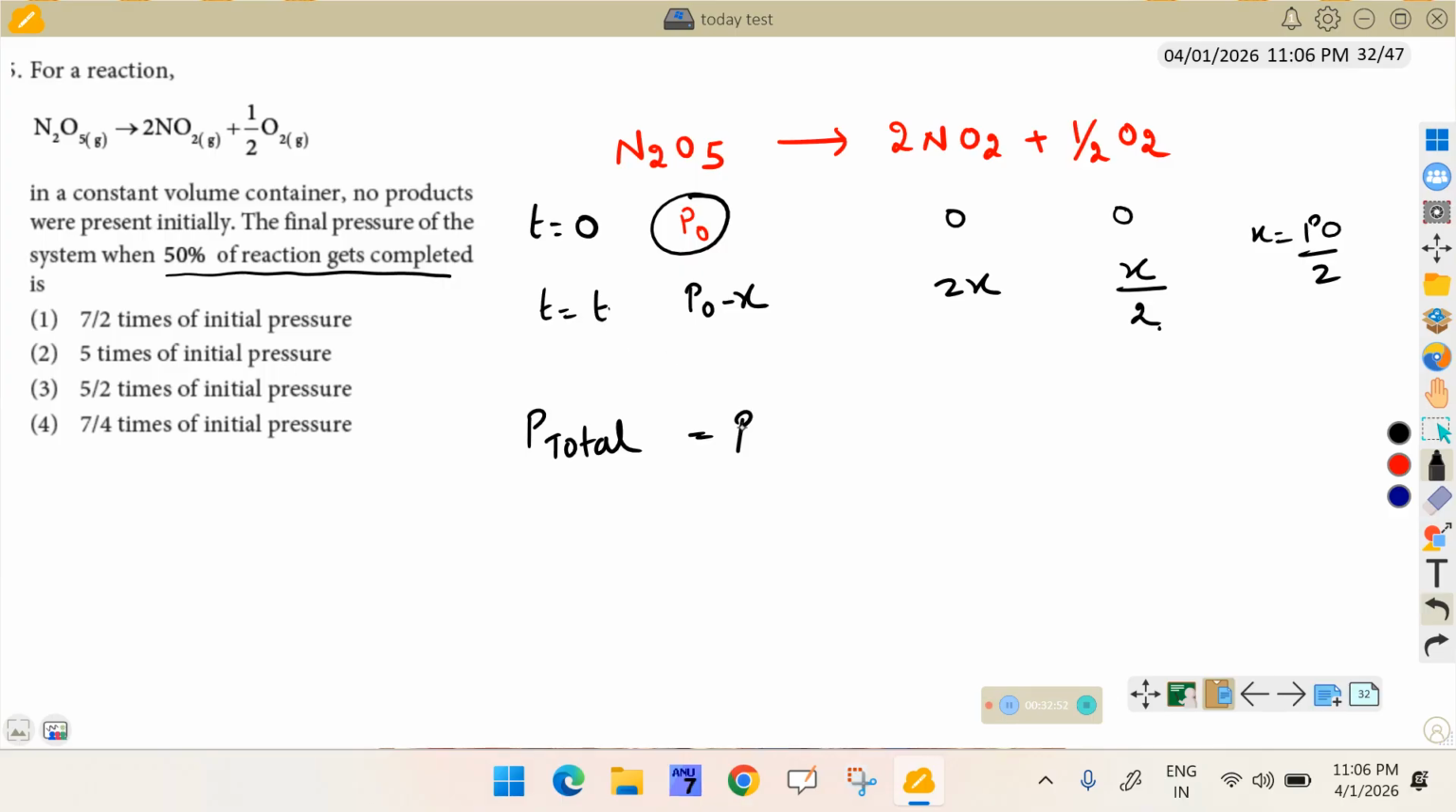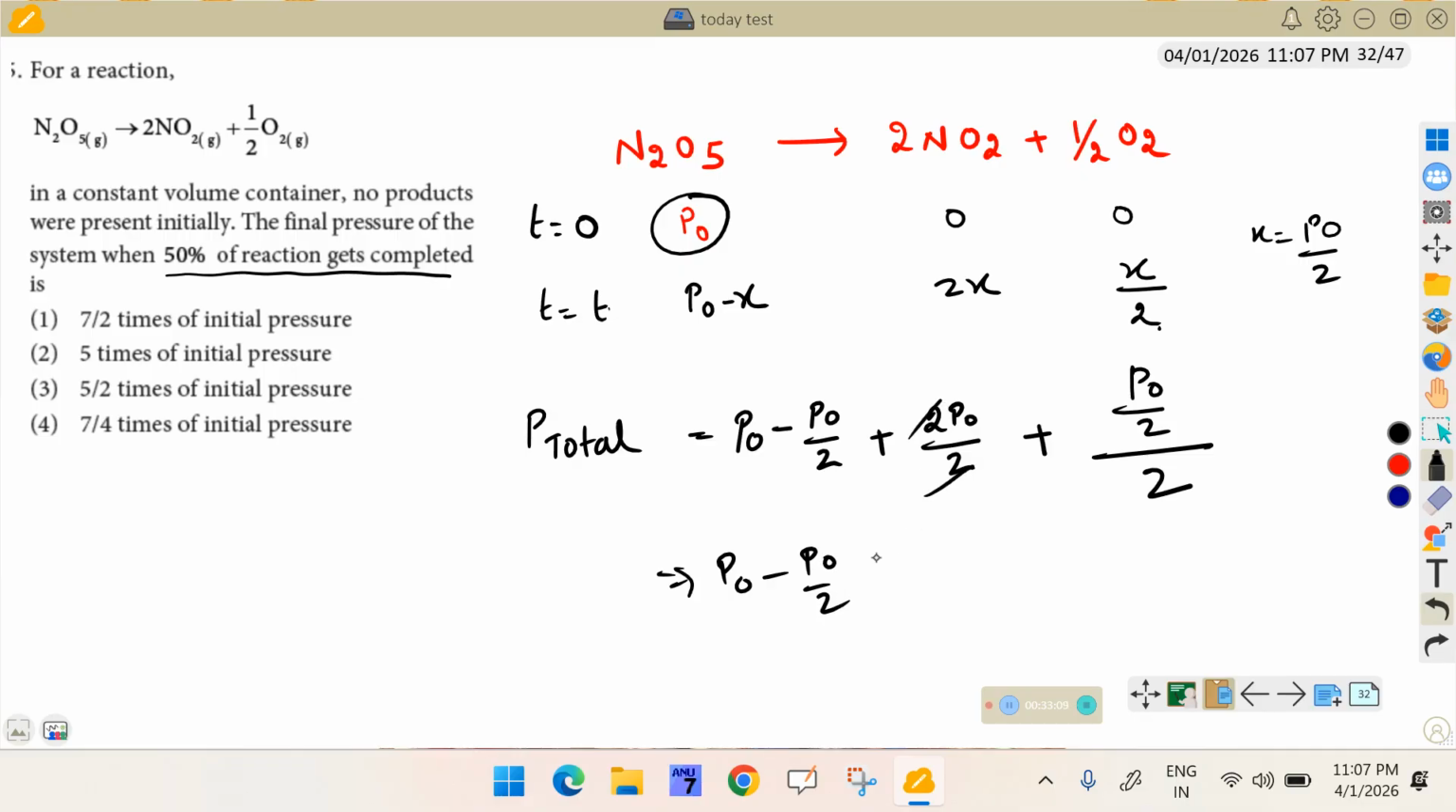P0 minus X value P0 by 2, plus 2 into P0 by 2, plus X value P0 by 2, whole divided by 2. P0 minus P0 by 2, 2 cancel, plus P0 by 4. Yes. Now simplify. Then you will get 7 by 4 P0. So the fourth option is correct.